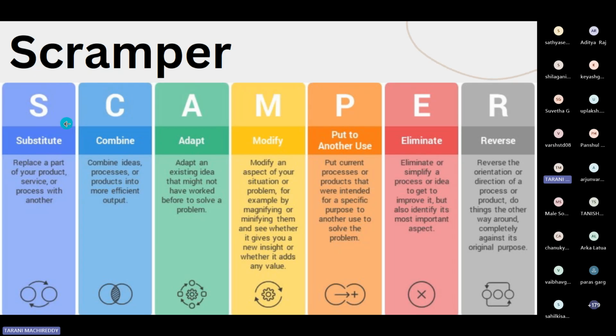From the name SCAMPER, S stands for substitute, where we can replace a part of our product or service with another process and make it useful to the product, useful to the persons using the product. And C tends to combine ideas, processes or products into a more efficient output. Like we can combine anything with our product. Let me give you an example to understand. Again, let's take a water bottle company which wants to stay ahead in the competitive market.